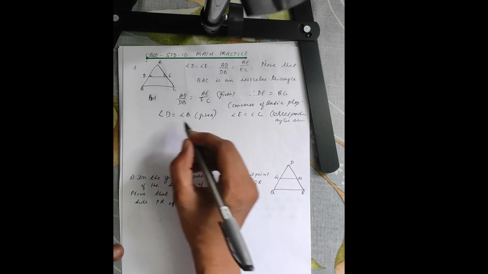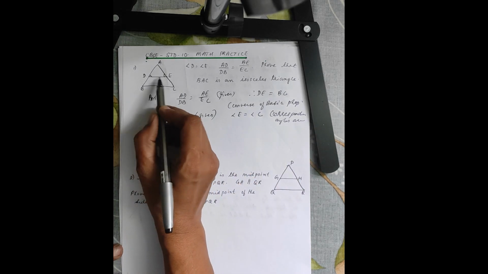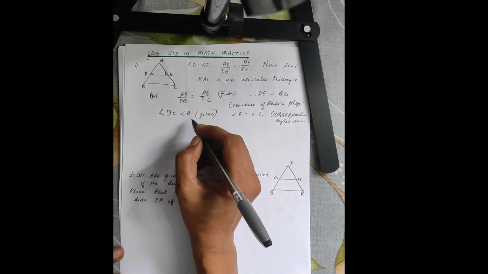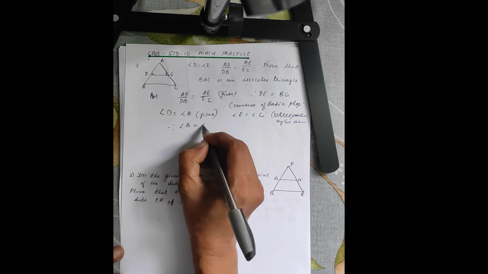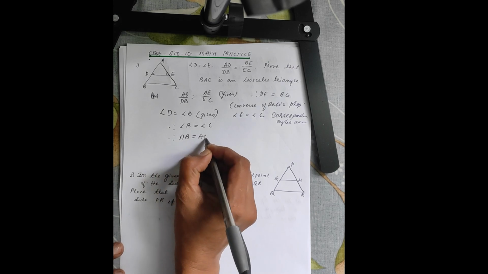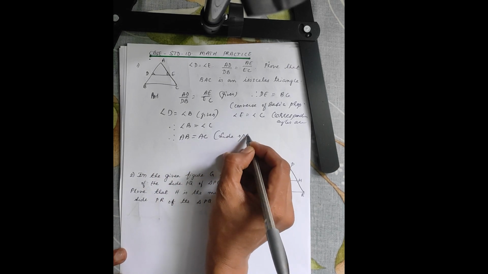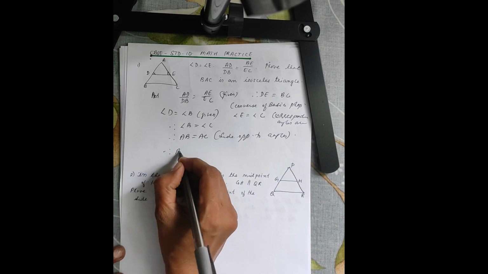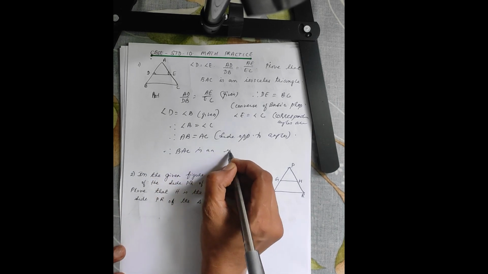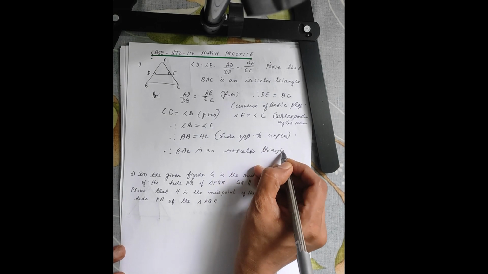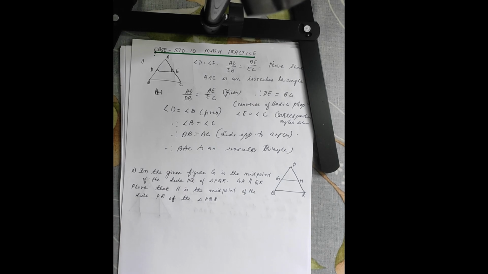Angle D will be equal to angle B, angle E will be equal to angle C, and therefore angle B will be equal to angle C. So we can say AB equal to AC, so that is sides opposite to equal angles. So therefore triangle BAC is an isosceles triangle.